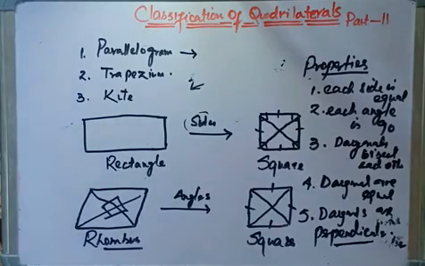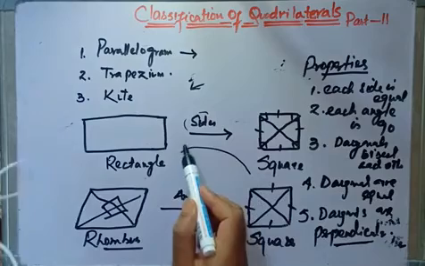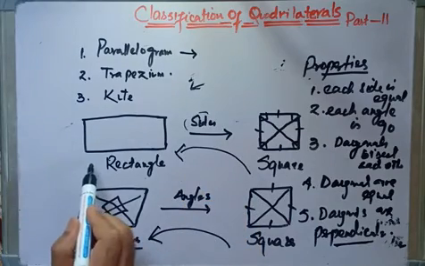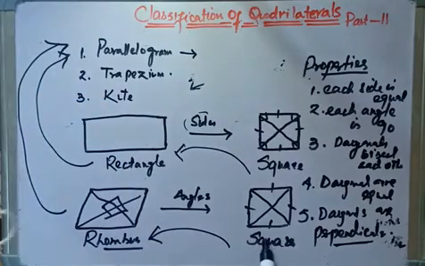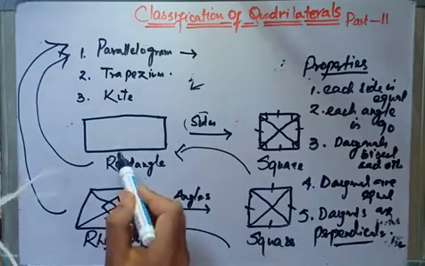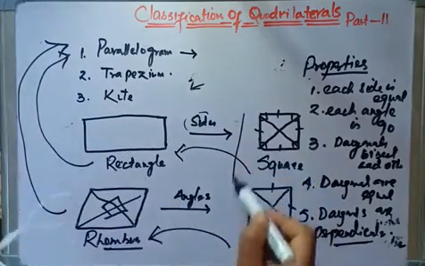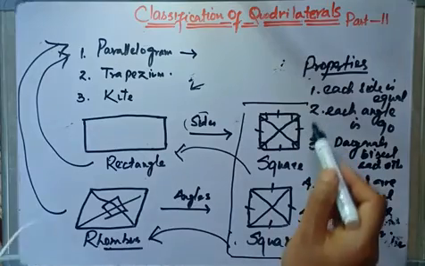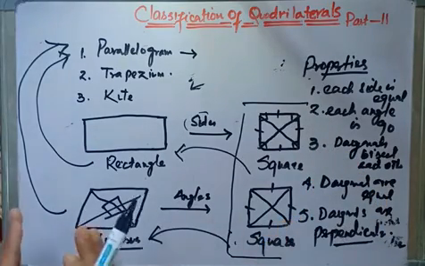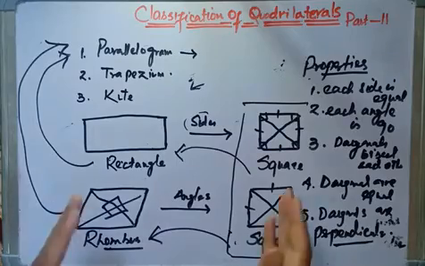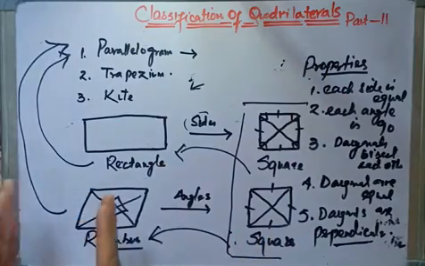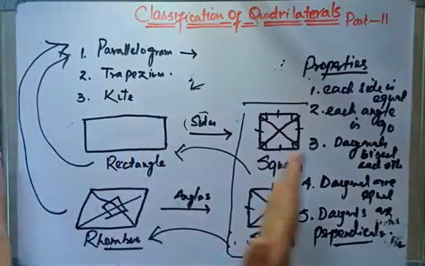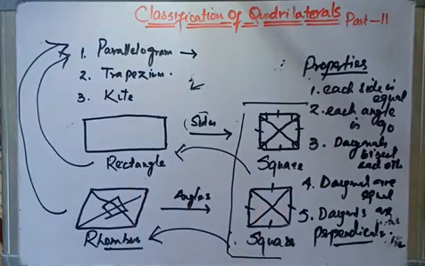Now we can conclude something very important: every square is a rectangle, and every square is a rhombus. And we know that every rectangle is a parallelogram, every rhombus is a parallelogram. So we can say that every square is a parallelogram, right? But the reverse is not possible. Every rectangle is not a square, right? Since every rectangle and every rhombus is a parallelogram, we can say that every square is a parallelogram.